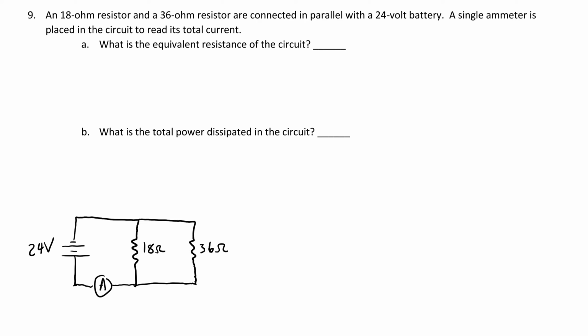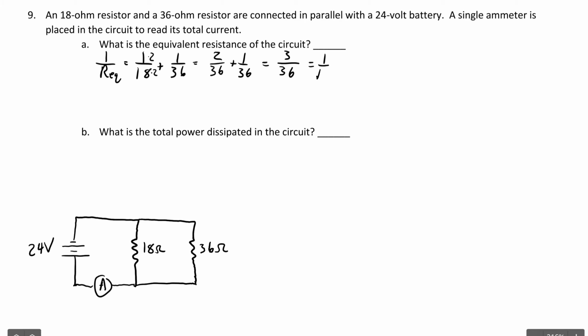So it says, what is the equivalent resistance of the circuit? So we have enough information to just do the 1 over Req formula. And if we're feeling sassy, we could do the common denominator way. So 18 times 2, that's going to give us 36. That's a common denominator. And we could actually do 2 over 36 plus 1 over 36. So common denominator, add the numerators, and keep the denominator the same. We have 3/36. That's equal to 1 over Req. So to get Req by itself, you just flip it around. So you get 36 divided by 3, which is equal to 12 ohms.